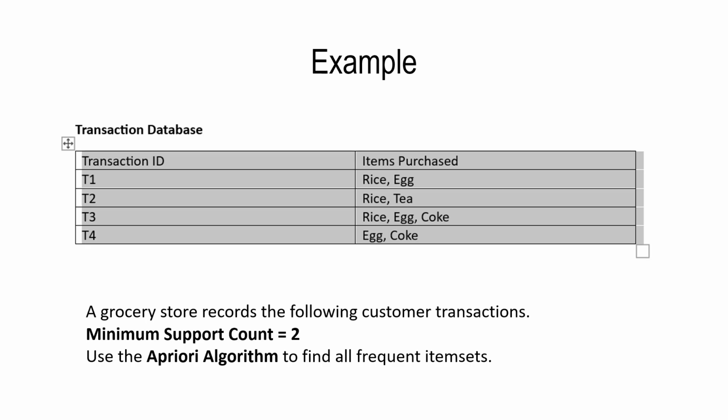According to these records, we have to apply the Apriori algorithm to calculate the frequent item sets. Here the minimum support is given as 2. So every time we have to calculate the candidate item set and frequent item set based on the minimum support count of 2.